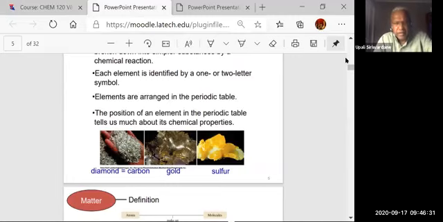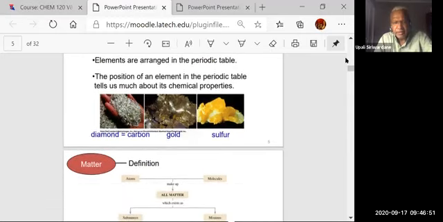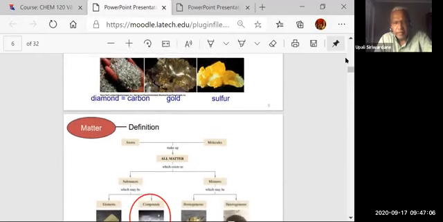So here we have diamond, gold, and sulfur. The diamond and sulfur are nonmetals. Diamond is an allotrope of carbon. Carbon has several forms: diamond, graphite, and buckyballs and stuff like that. The gold nuggets here in that rock are a metallic element.